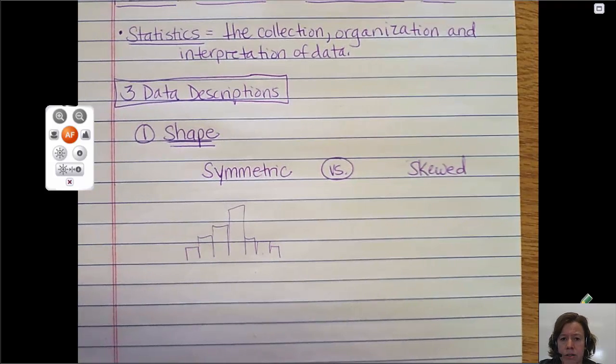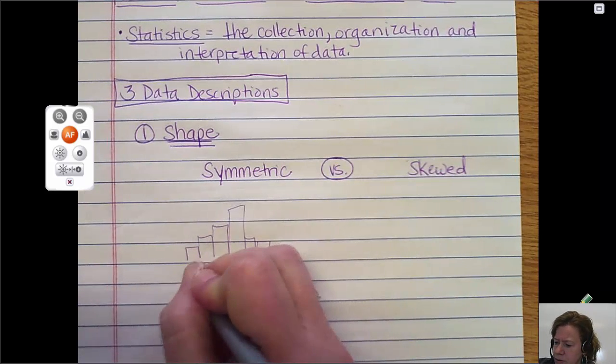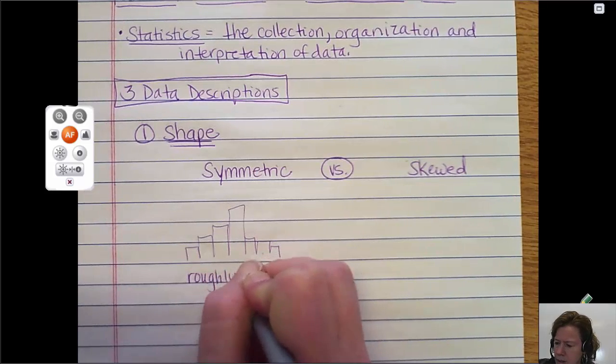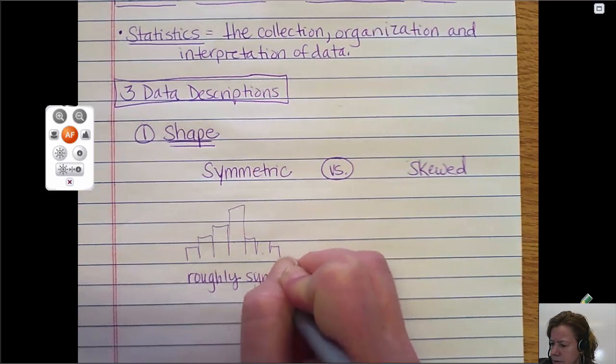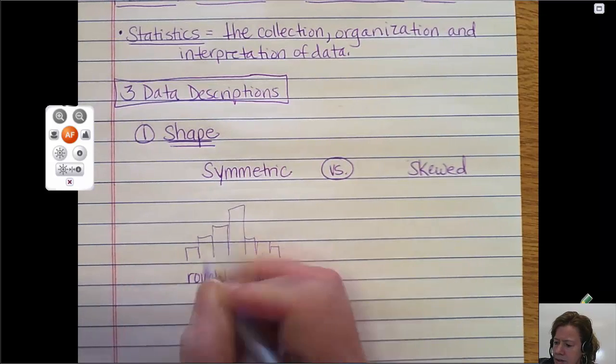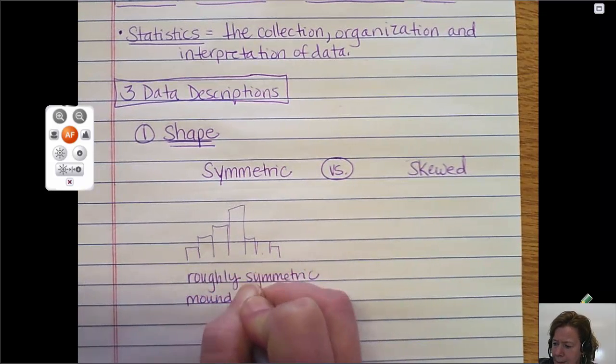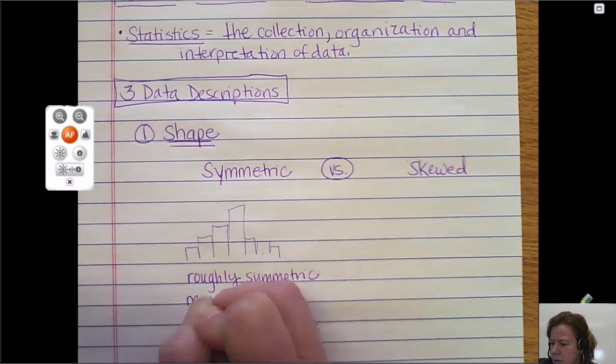One of the things you need to get used to in stats is that we're going to use words like approximately, and it seems to be a lot because no real data is perfect. You'll never get perfect little answers. So we'll say things like, this graph is approximately symmetric or seems to be symmetric, and that's good enough. So we would call this roughly symmetric because it's mound-shaped with one peak.